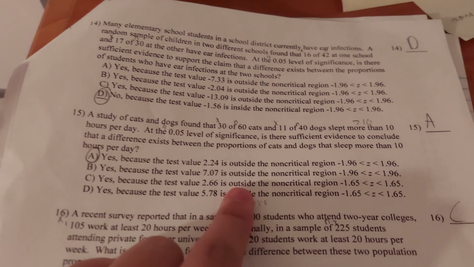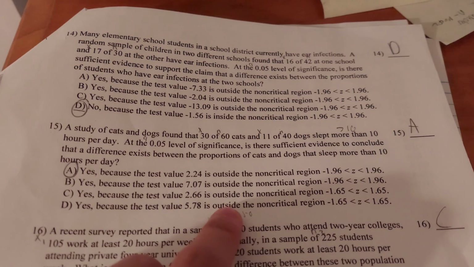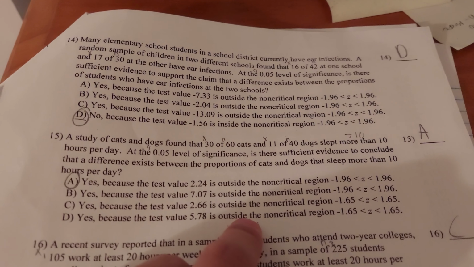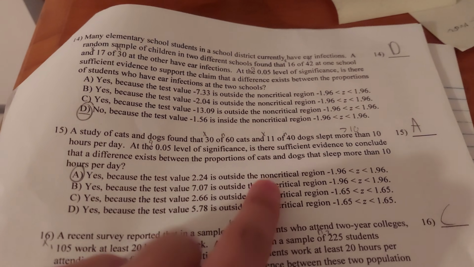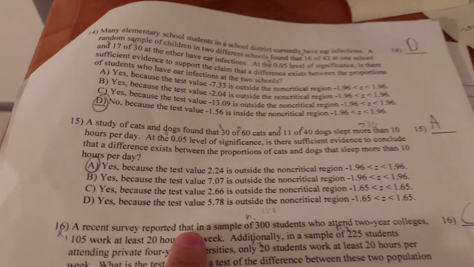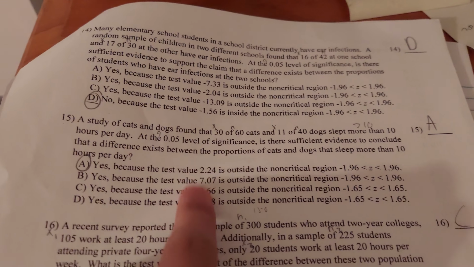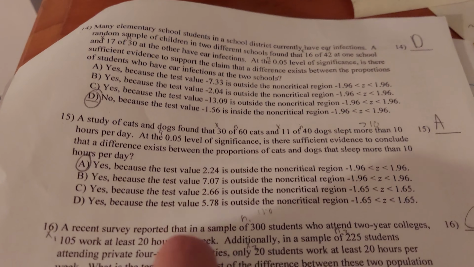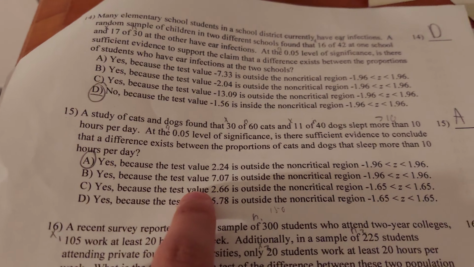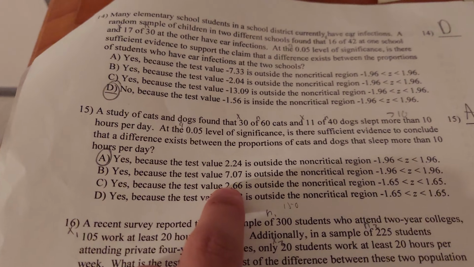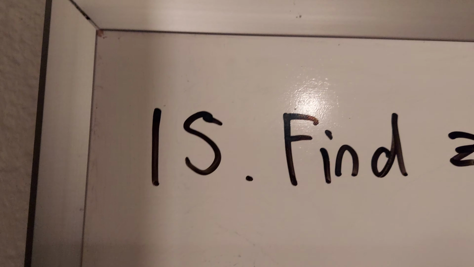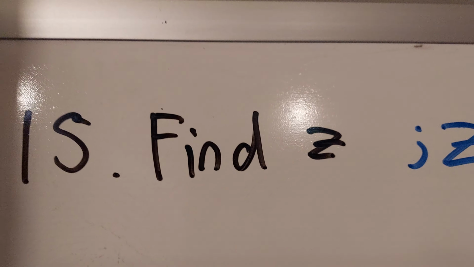So with all that, they want you to see if it lies outside or inside the critical region. But we really don't want to solve for that. What we're really going to be solving for is the test statistic, since these are the numbers that are shifting. So let's find the test value, or the test statistic. For number 15, we're going to find z.